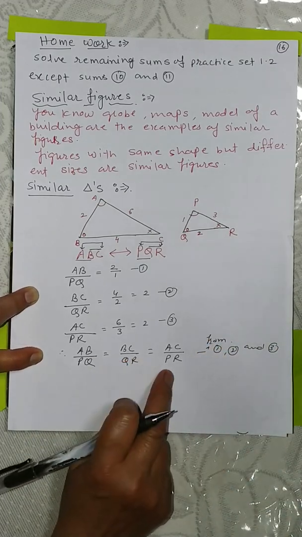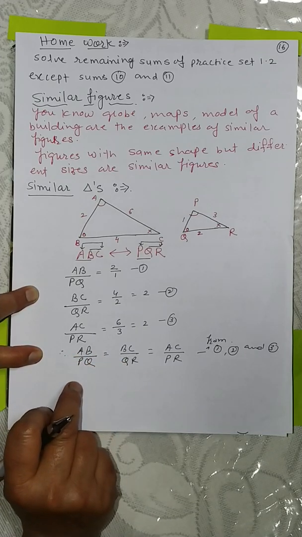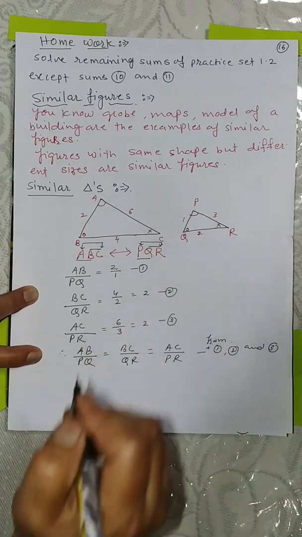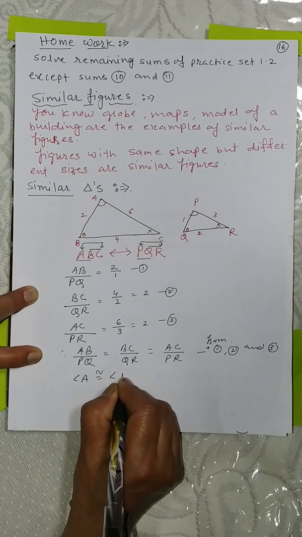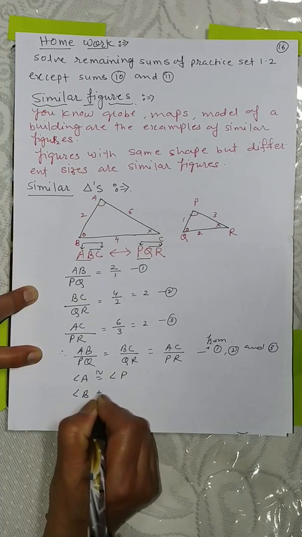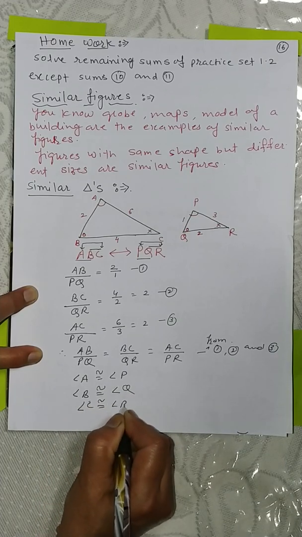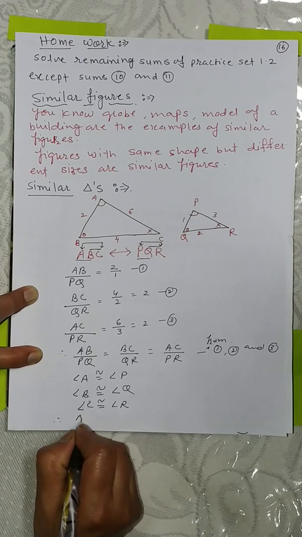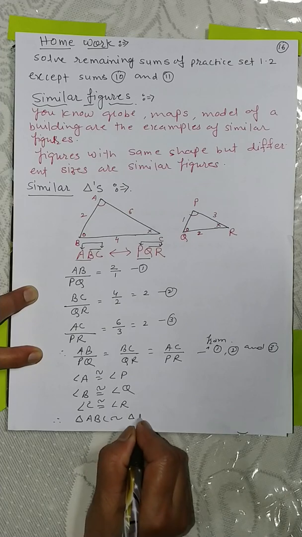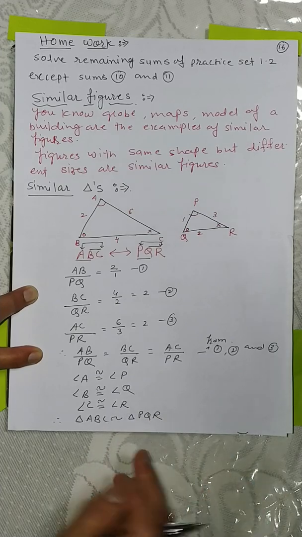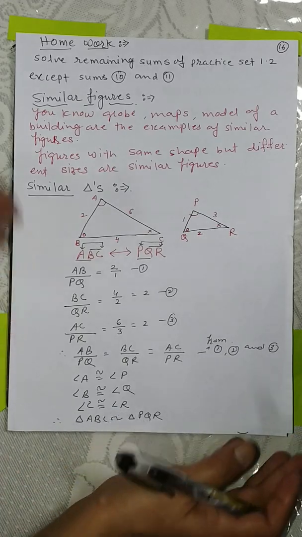Now if the ratio is the same, that means these sides are in proportion. The sides are in proportion and angle A congruent angle P, angle B congruent angle Q, angle C congruent angle R, and therefore triangle ABC is similar to triangle PQR. This is the symbol of similar. Triangle ABC similar triangle PQR.